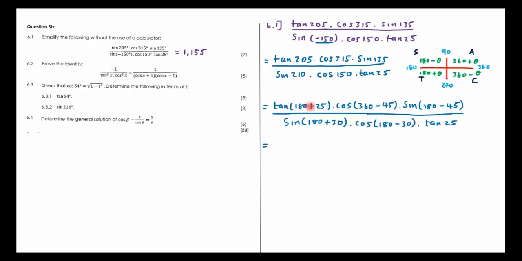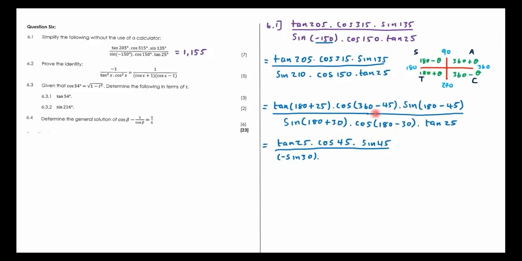All right, so now the next step is we have written everything in the reduction, so we're just going to be asking whether this reduction, this trig ratio, is positive or negative. So 180 plus, third quadrant, is tan positive there? Yes, so I'm going to write it as tan 25. Then 360 minus, fourth quadrant, is cos positive there? Yes, so I'm going to write it as cos 45. 180 minus, second quadrant, is sine positive there? Yes, so I'm going to write it as sine 45. Then over, here 180 plus, third quadrant, is sine positive there? No, it is negative, so I'm going to write it as negative sine 30.